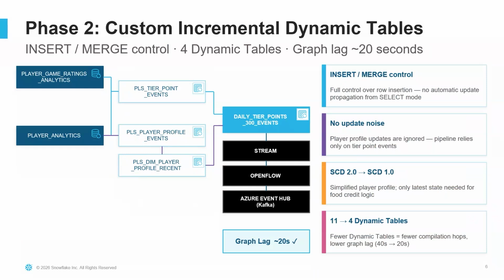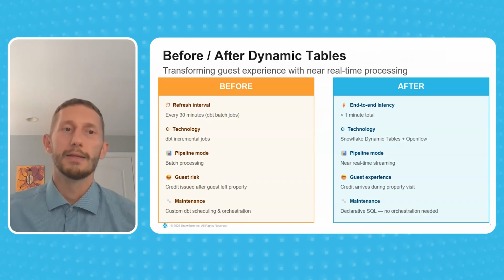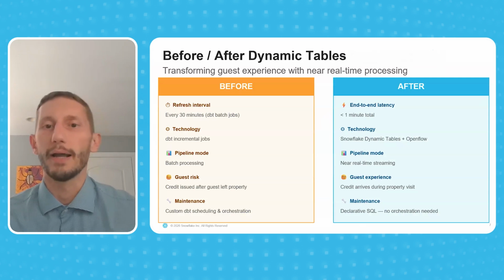And with custom incremental tables, we can check for updates separately. In our case, it just inserts and that's it. And no deletion as well. As you can see now, it's just 4 dynamic tables instead of 11. And this is our before and after.